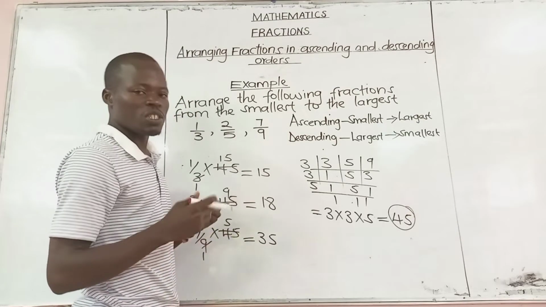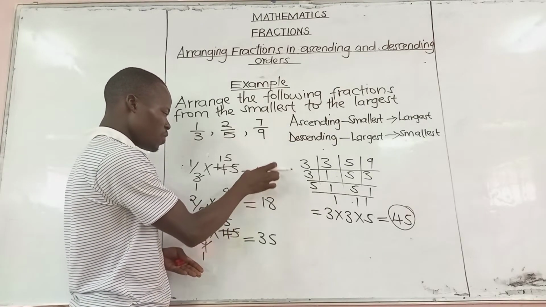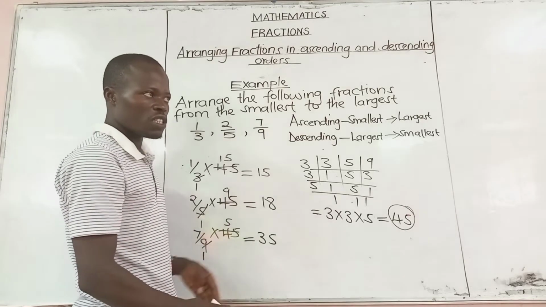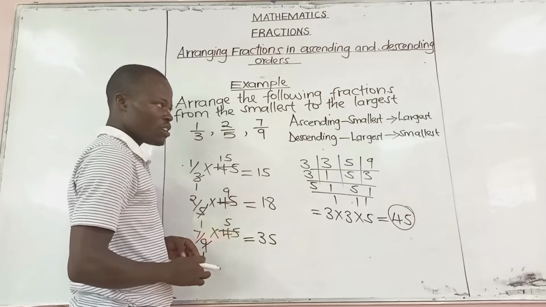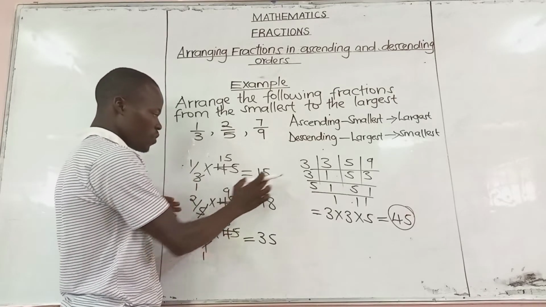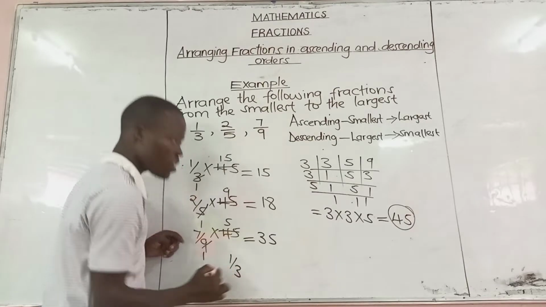So which one is the smallest number? You realize that between 18, 15, and 35, the smallest number is 15. Once we're done with that, we start from the smallest number. 15 is represented by a third. So we are going to write a third as our smallest fraction.